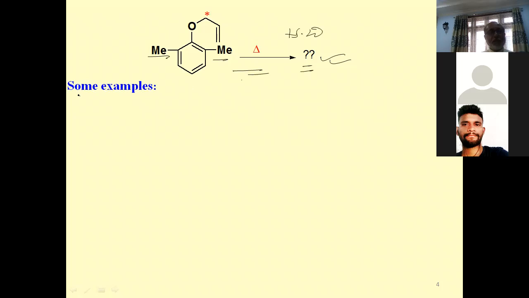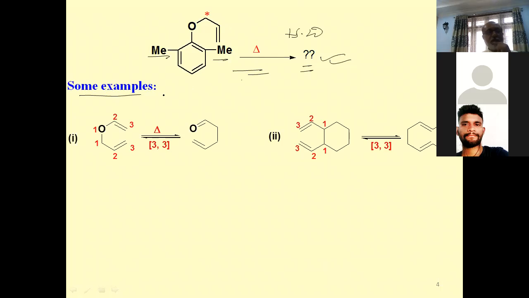Then we come to some examples. Let us take some examples. The first one I'm giving directly. Here again, we can very easily identify this. This is the pi system, and this is the sigma bond. From both sides this gets 1, 1, then 1, 2, 3 and 1, 2, 3. The new bond is going to form between 3 and 3, so we call it a 3,3 sigmatropic shift. This is going to take place under thermal condition.